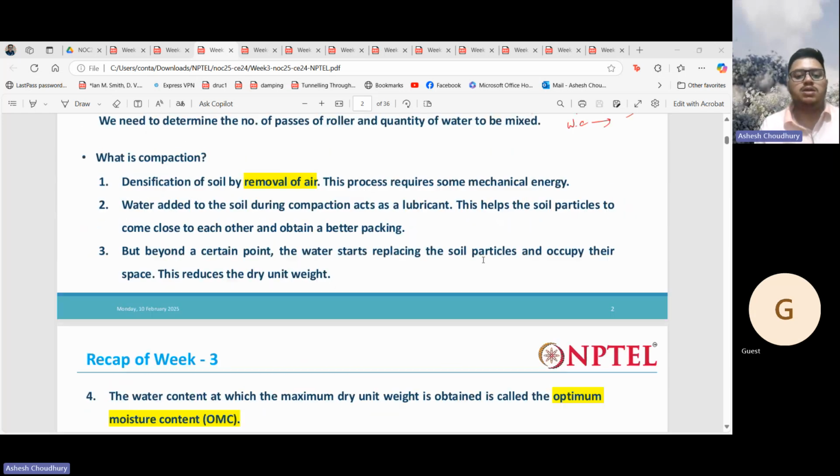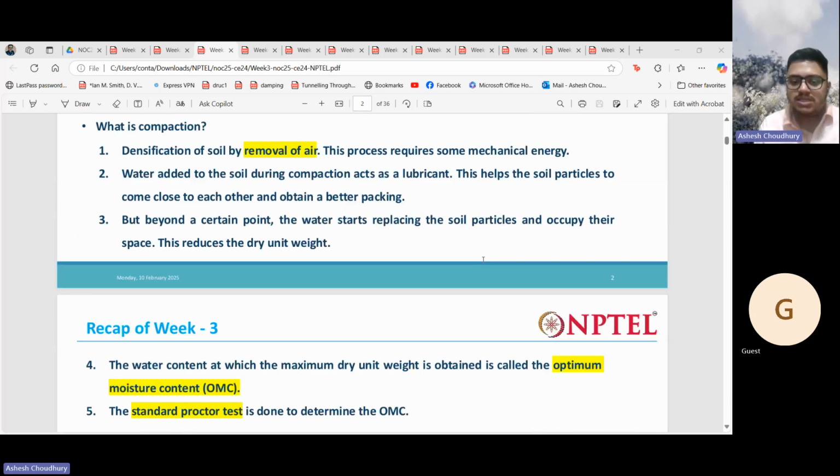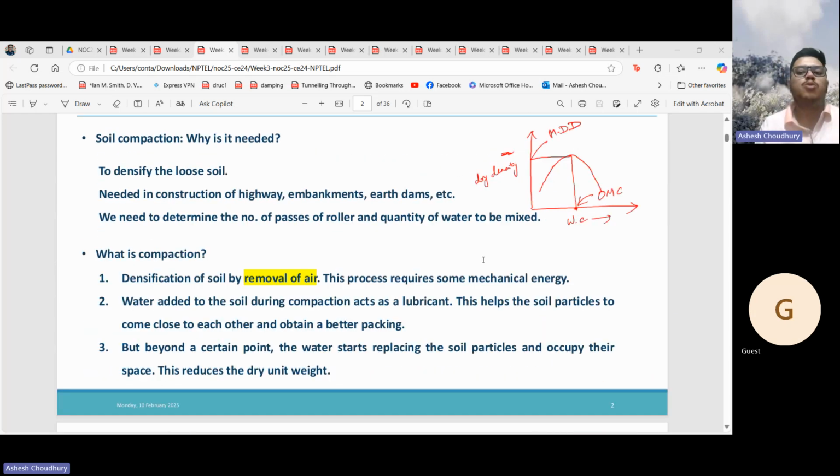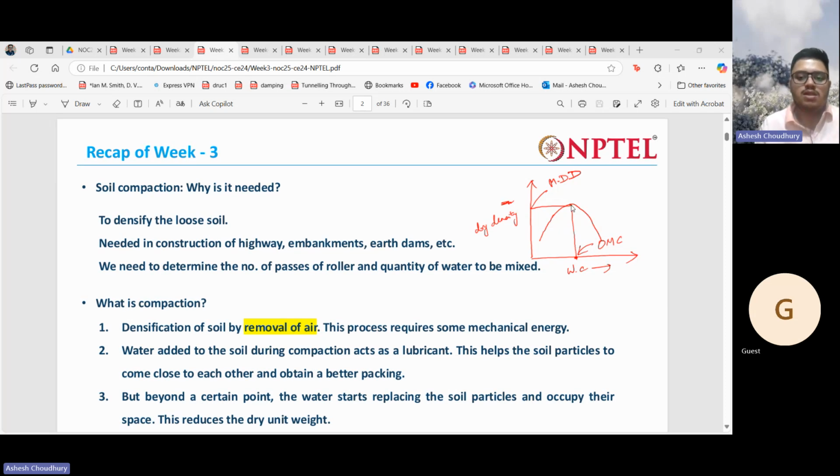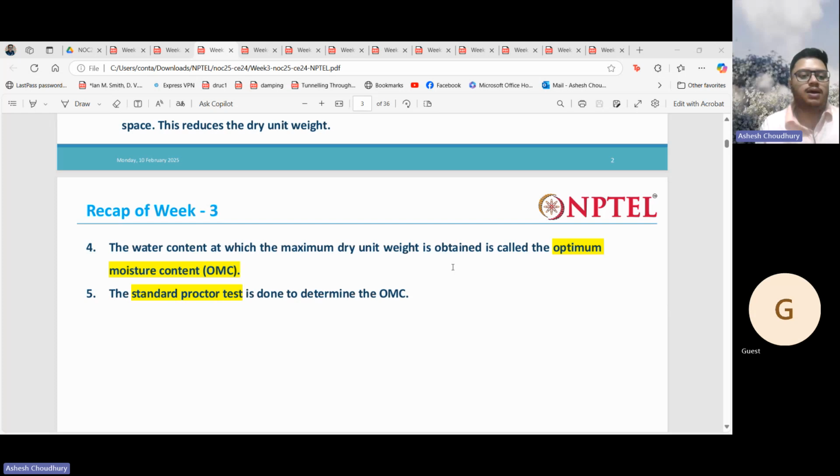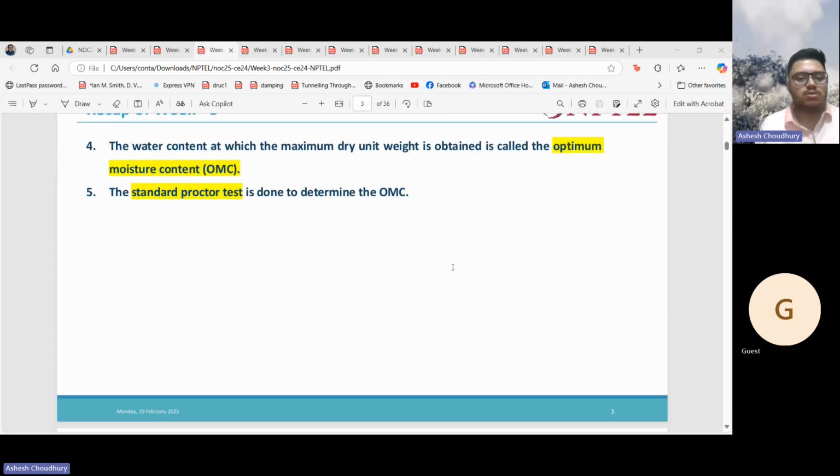The moisture content at which the maximum dry unit weight is obtained is called the optimum moisture content. So this point where you have the maximum dry density is known as the optimum moisture content, OMC. The standard Proctor test is going to determine the OMC.